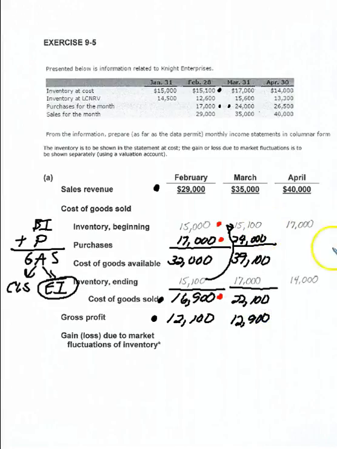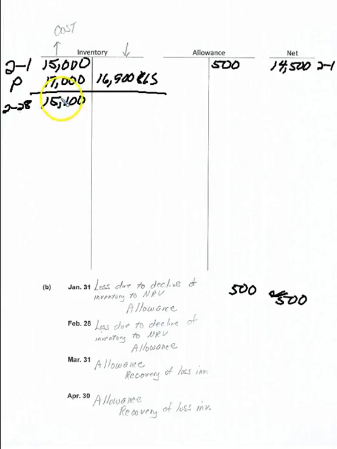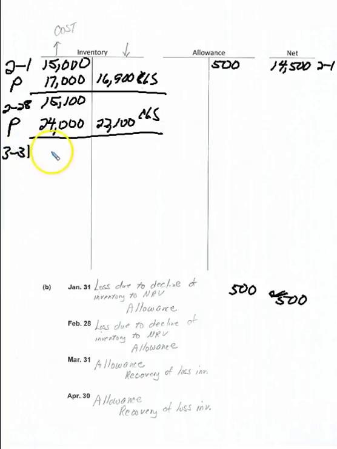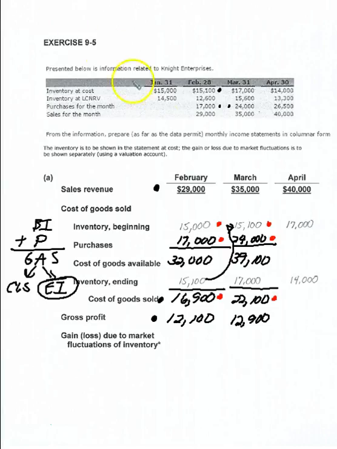And let's go look at that. Also, what's that going to look like in the inventory T account? We're going to have beginning inventory. Purchases cause it to go up. Goods sold causes it to go down. So let's put those numbers in our T account. So for the month of March, we start with $15,100. There were purchases of $24,000. The cost of the goods that were sold is $22,100. Cost of goods sold. And so at the end of March, that gives us an ending balance of $17,000. And again, this is at cost.